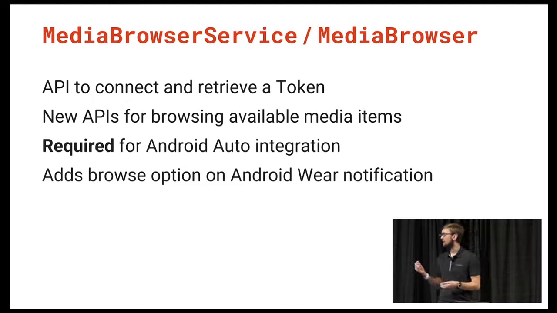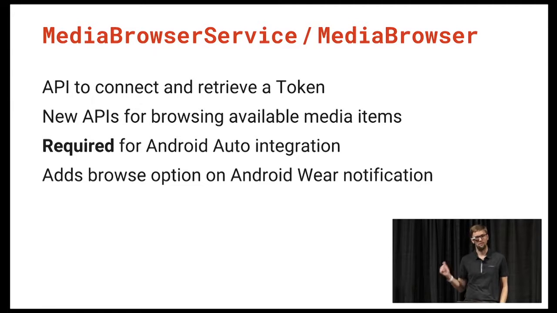Nicely enough, you don't actually need a token to connect to a media browser service. And you'll get access to actually new APIs as well, such as being able to browse media items entirely. This allows you to actually build your UI off of the information that's already in the service. For example, you could have a list of tracks, and that would match what's in your UI. And you wouldn't have to create a separate data store for that. You can use the media browser service and media browser to connect to it.